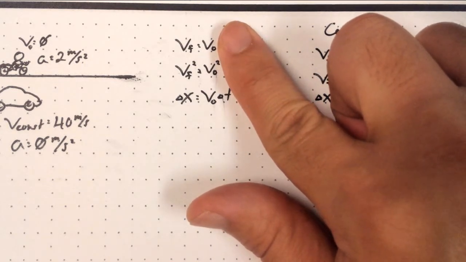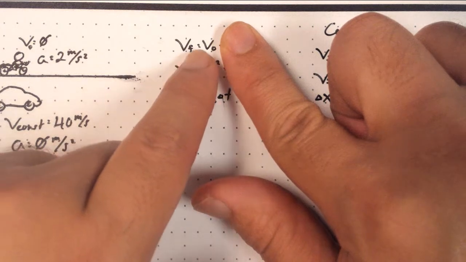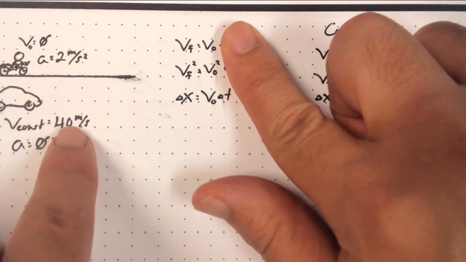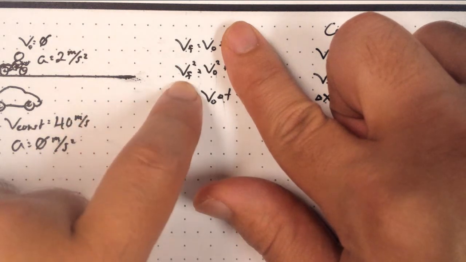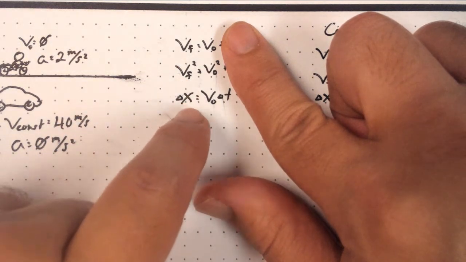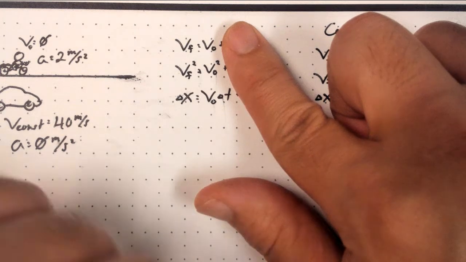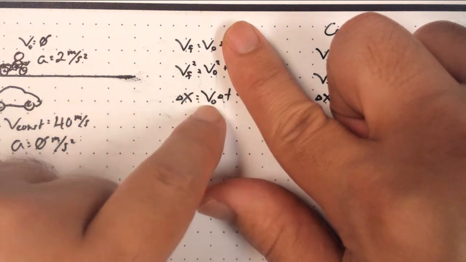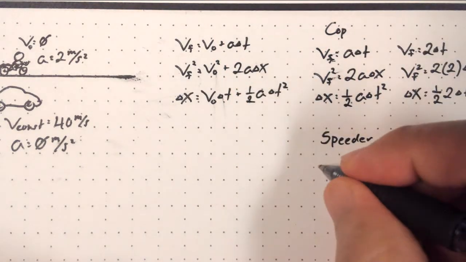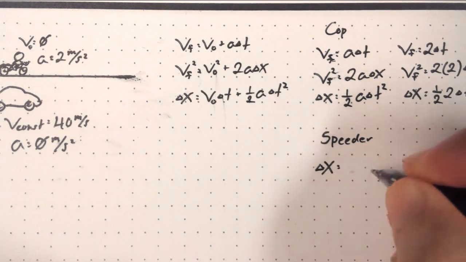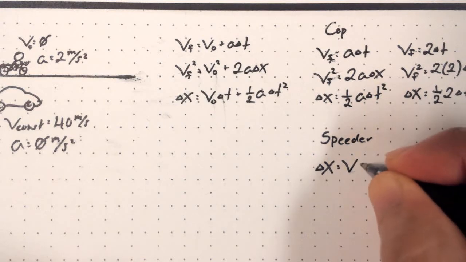And so all that says is the final velocity is equal to the initial velocity. Well, that's true because the velocity never changes. If I square those numbers, it's still true because the velocity never changes. So for the speeder, there's only one good equation, and that's that third one there. How far you go is equal to your initial speed, or your always speed, times your time. So for the speeder, we got one good equation. How far you go is equal to your velocity times the time.